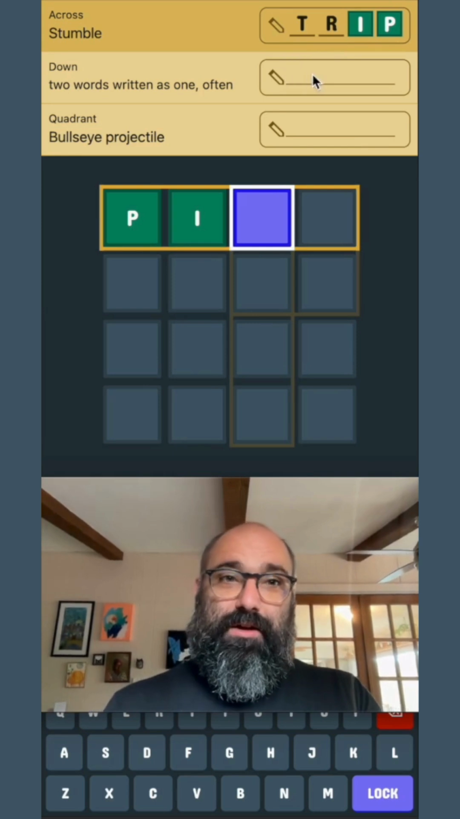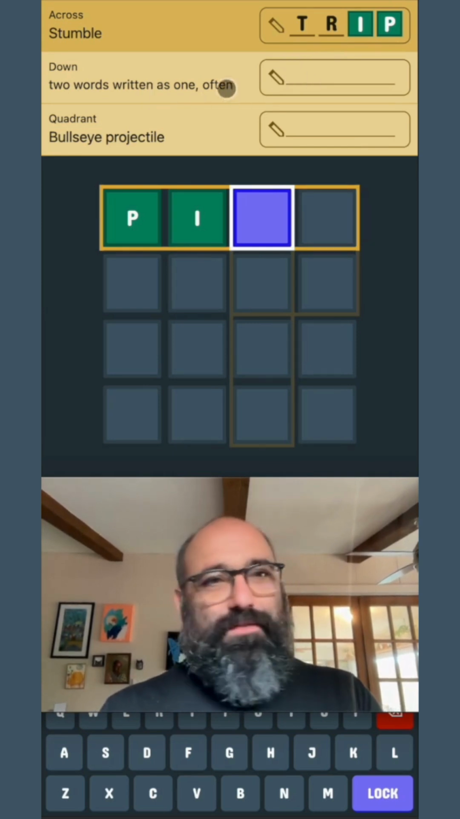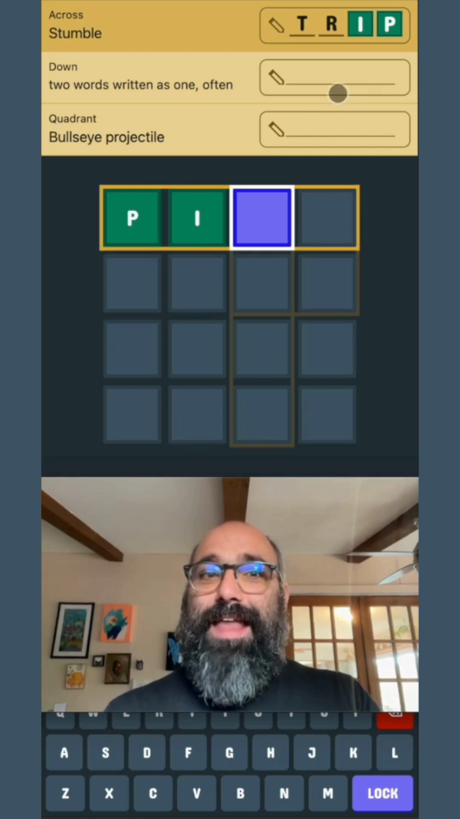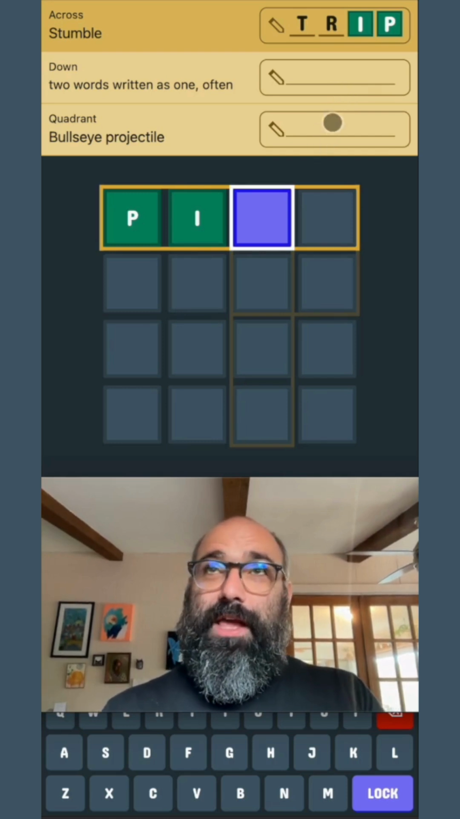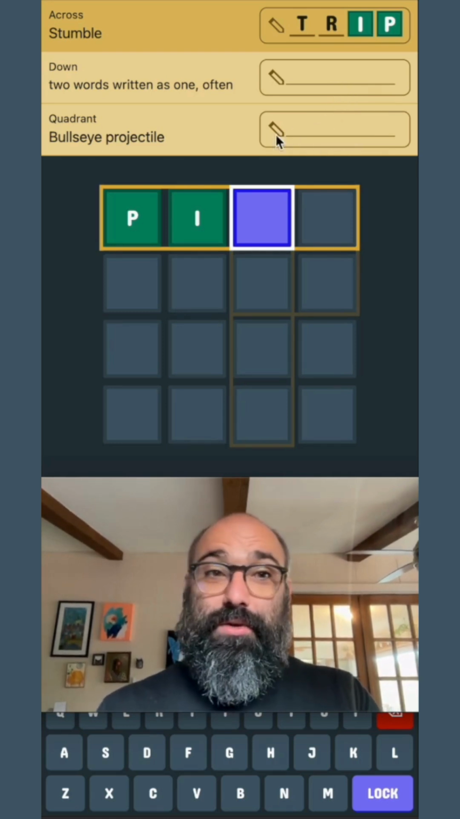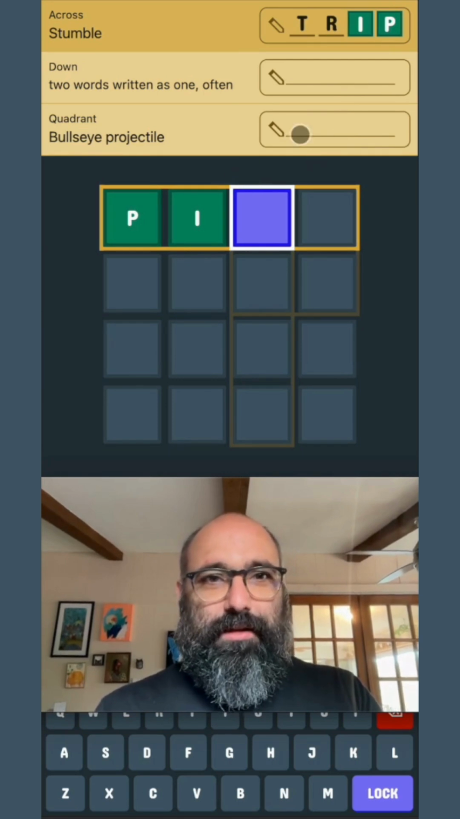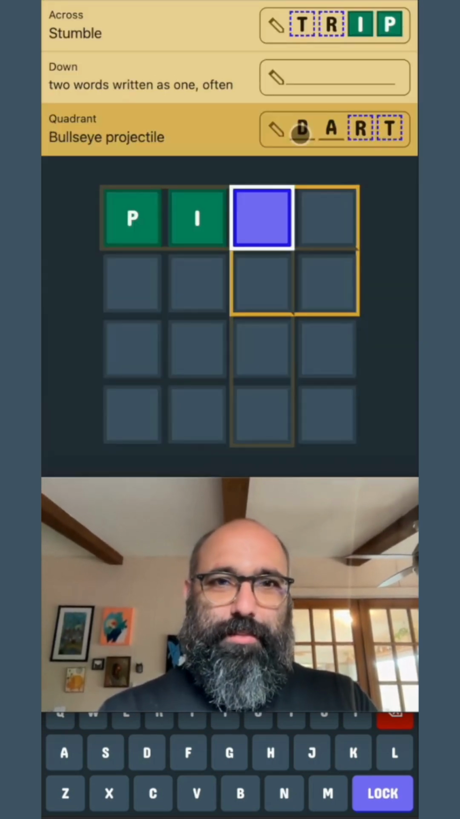Now, if we get here, two words that write as one often, I'm not sure on that one exactly. Of course, I know all the answers, but it's fun to pretend like I don't. Bullseye projectile. That one's pretty straightforward. That is going to be a dart.